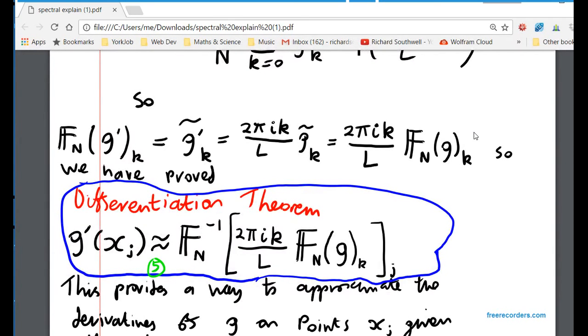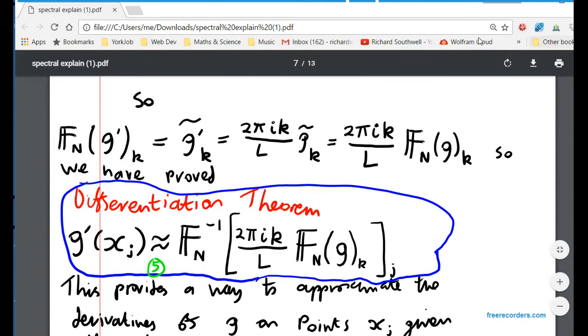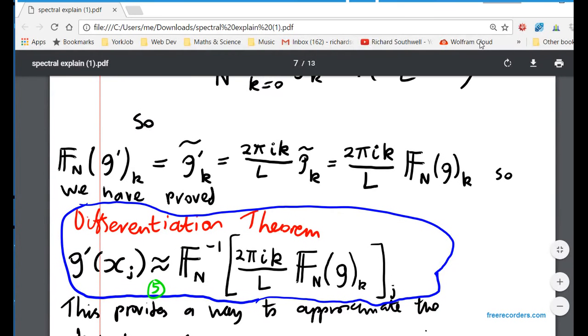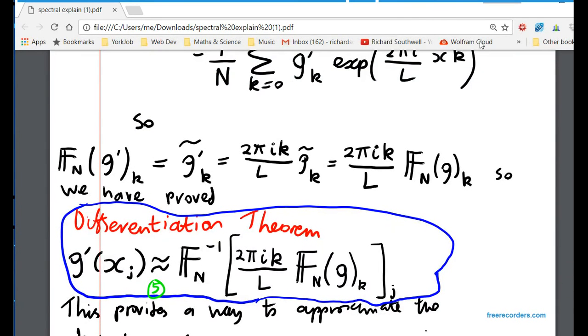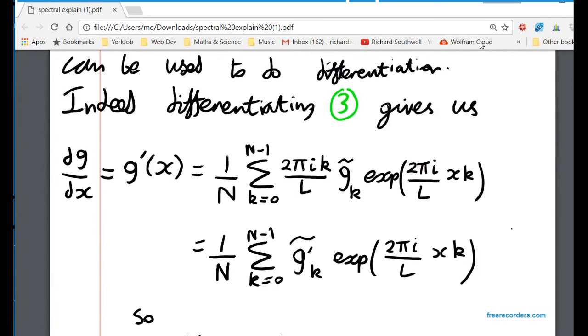So the usual way you do that is to just approximate derivatives using a finite difference scheme. This gives you a different way to do it, as long as you can treat your function as being periodic in space, and it's really, really accurate. So okay, how do we prove it? Seems like a crazy formula, but it's actually really easy to prove.